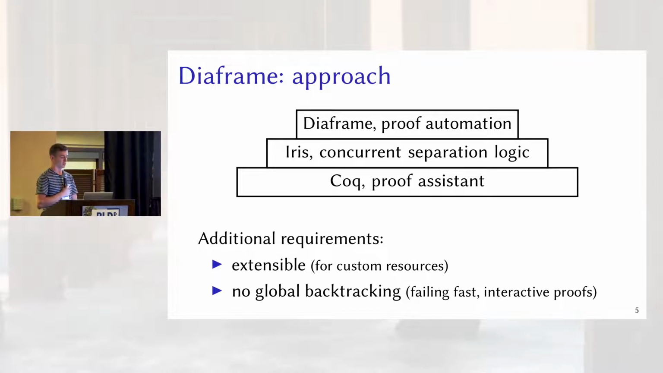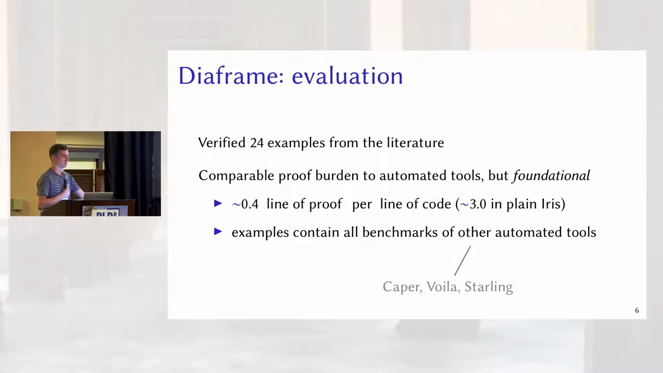All right, so the thing we built, I think, satisfies these requirements. To test that, we evaluated on 24 examples from the literature. We compared the proof burden of Diaframe to the proof burden of some existing tools out there. We found that it's quite comparable. So even though we are inside this stronger tool with stronger guarantees, we don't necessarily have to spend more effort. And if we compare the proofs in Diaframe with those in plain Iris, we see that we get about 90% reduction in the proof size. And to attest the expressivity of Diaframe, the examples we verified contain all the examples run in the benchmarks of these other tools. So most of the examples you can verify mostly automatically in Diaframe.